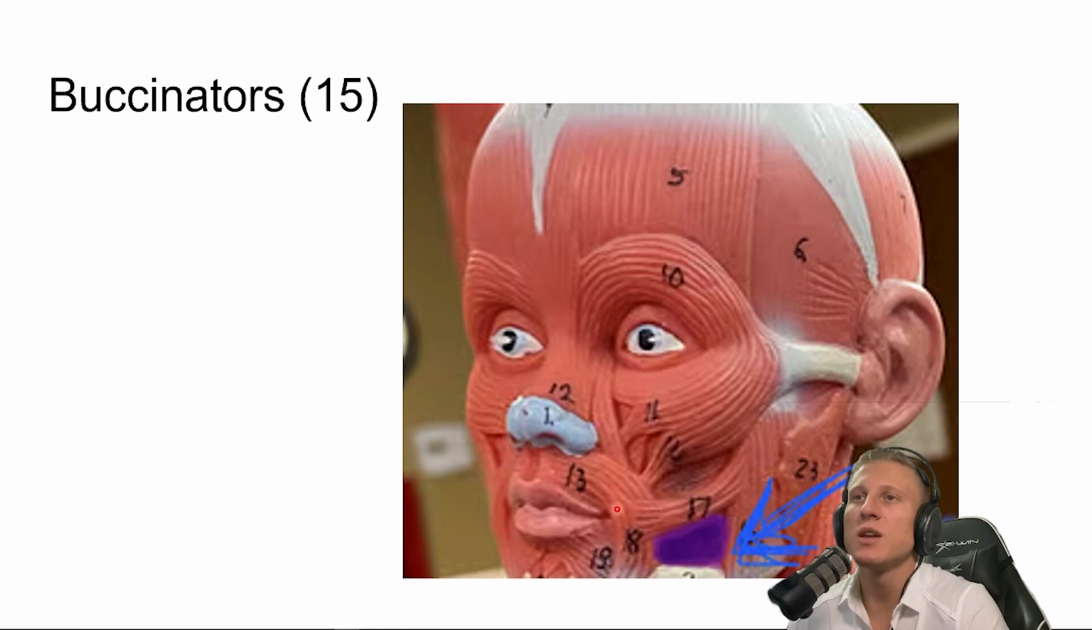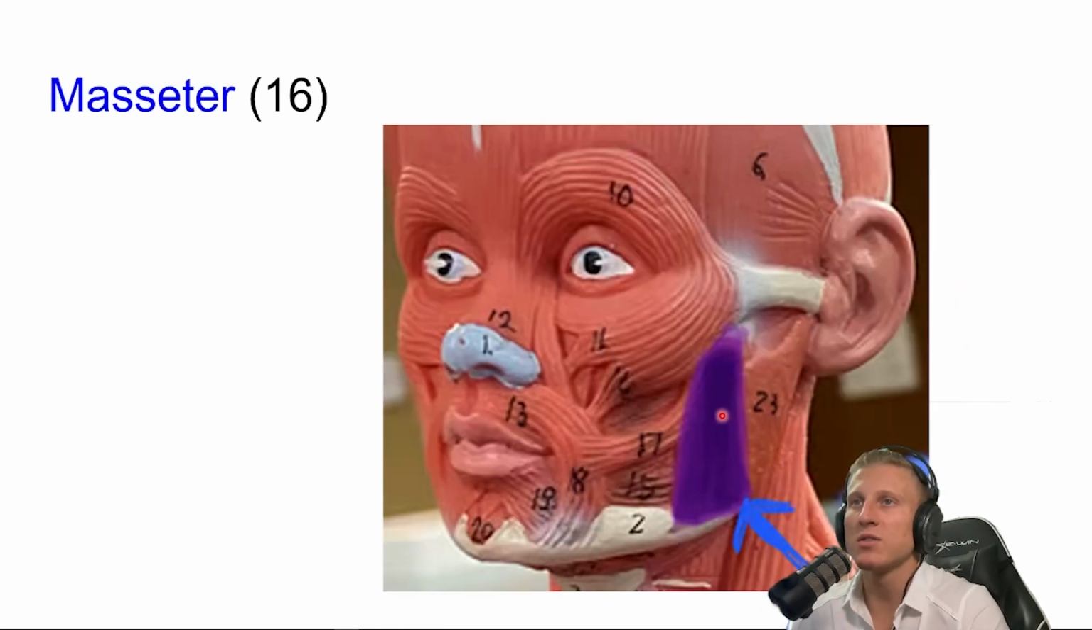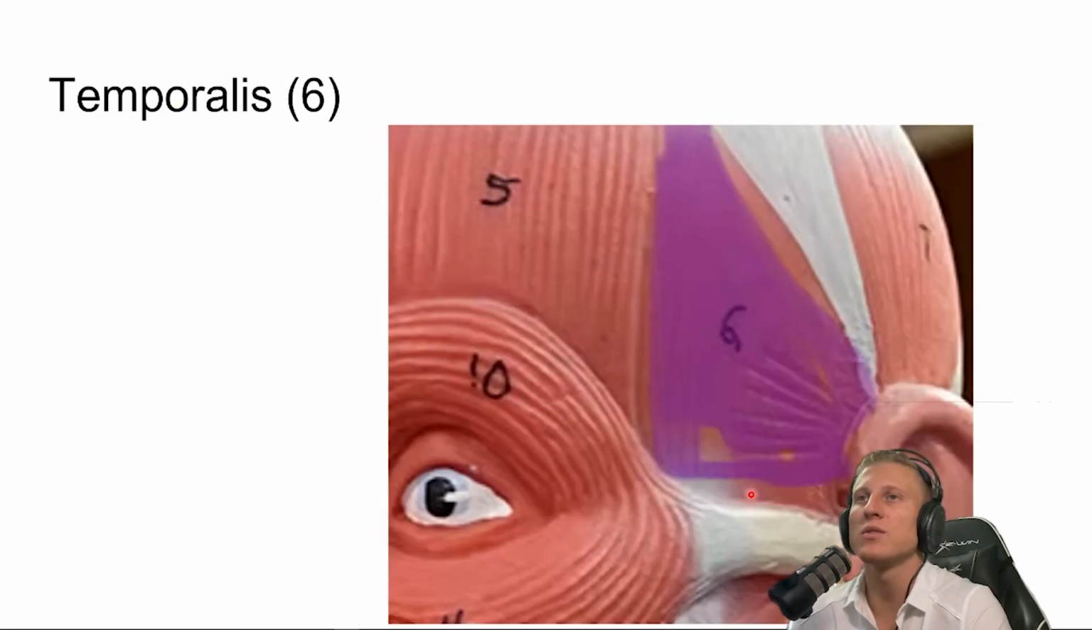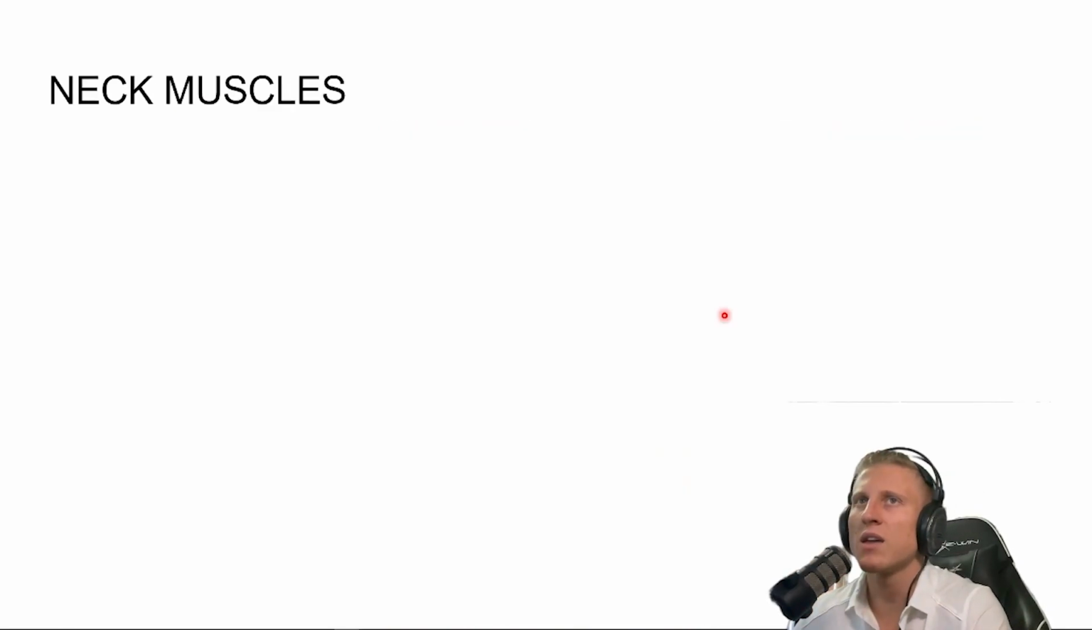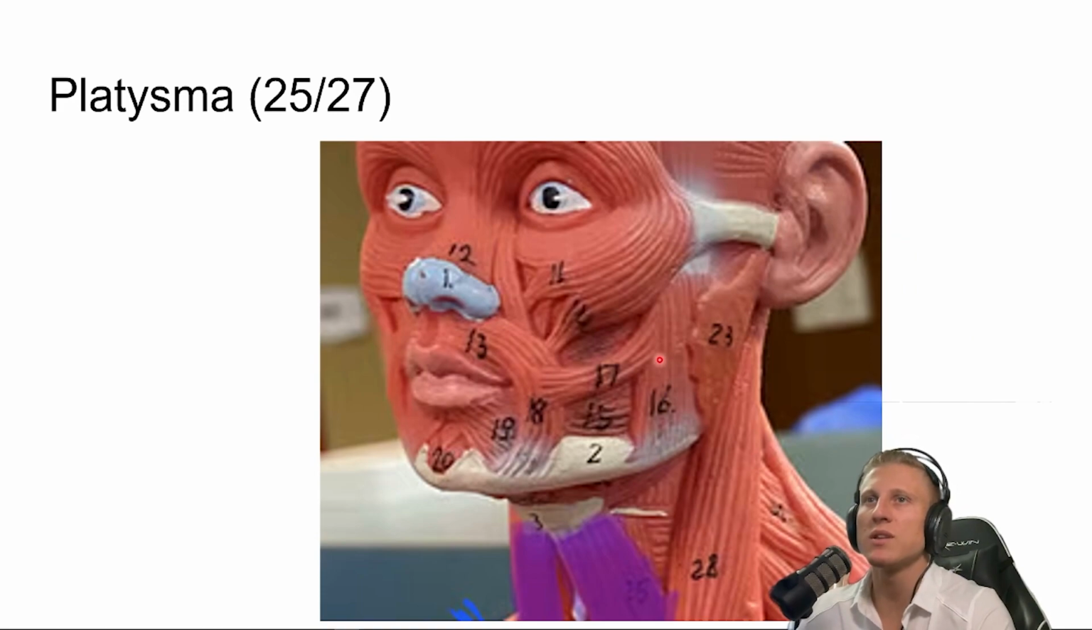Buccinator and masseter are right next door neighbors, but again, think of this as more part of your cheek. And then we have the masseter, which is actually your bite force, on the angle of the mandible and kind of the border of the mandible. That is your chewing muscle. And then we have the temporalis on the temporal bone on the side of the head. Makes sense. Neck muscles. Let's keep it rolling.